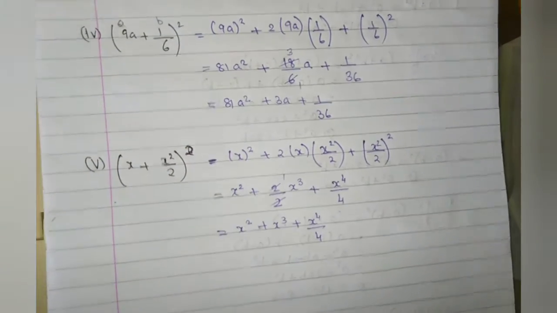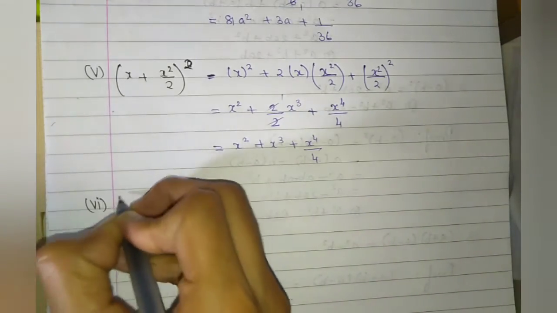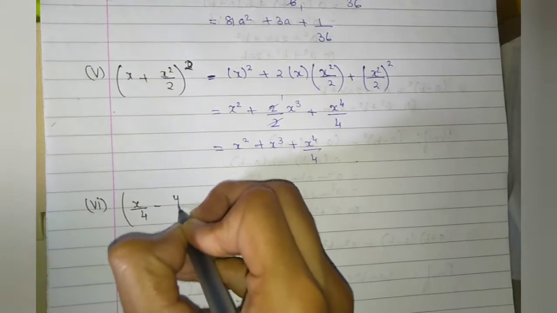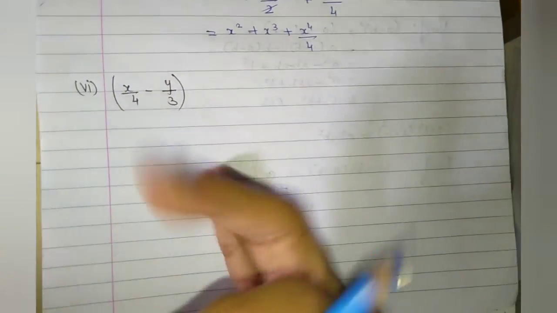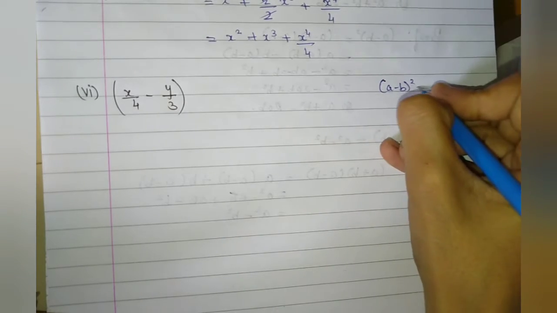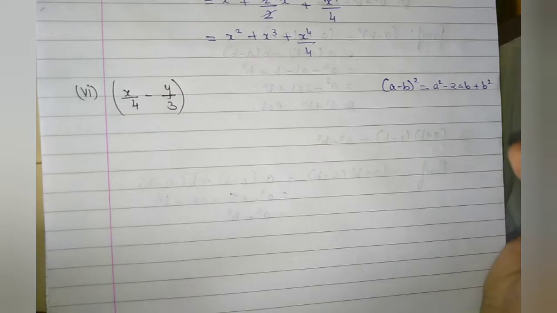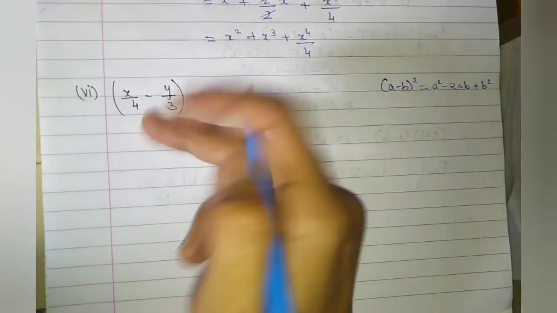Now let us choose the sixth one, that is x upon 4 minus y upon 3. Now here which identity we have to use? We have to use a minus b whole square equal to a square minus 2ab plus b square. Okay, this identity we have to use because here minus is there.